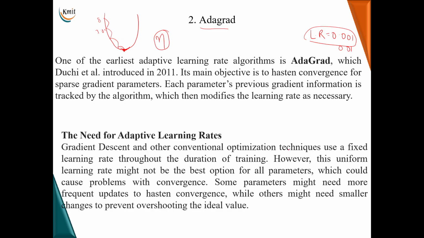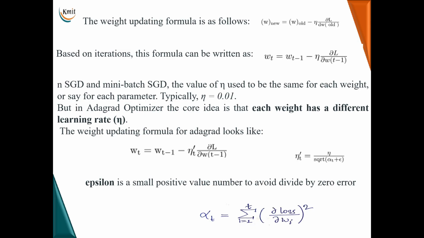Gradient descent and other conventional optimization techniques use a fixed learning rate throughout the duration of training. However, this uniform learning rate might not be the best option for all parameters, which could cause problems with convergence. Some parameters might need more frequent updates to hasten the convergence, while others might need small changes to prevent overshooting. So this is the algorithm which makes use of variable learning rates. This was the previous formula we used: W new is equal to W old minus eta times dou L by dou W.